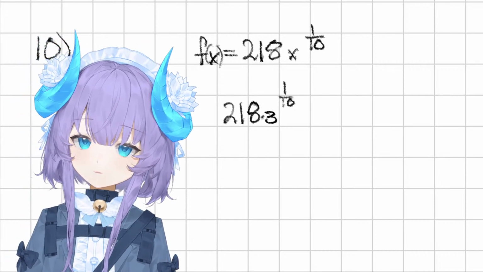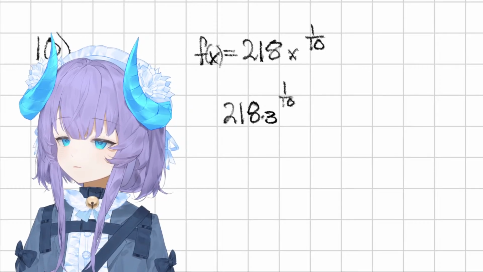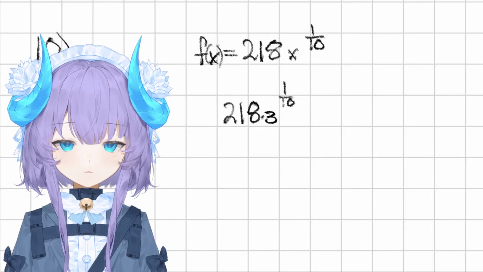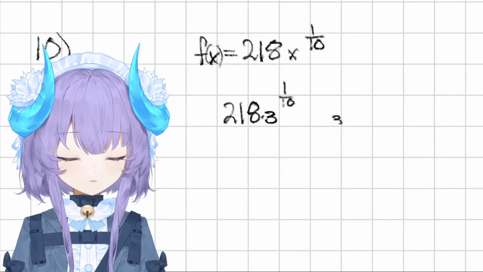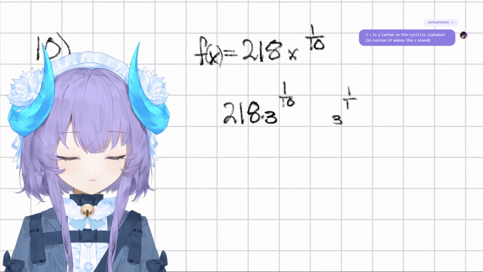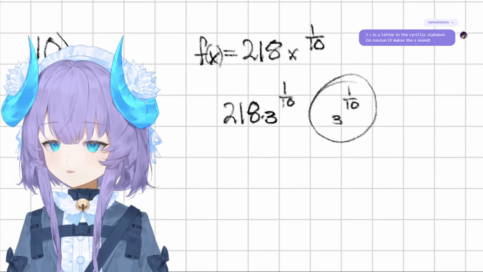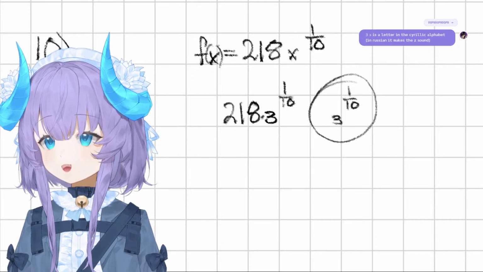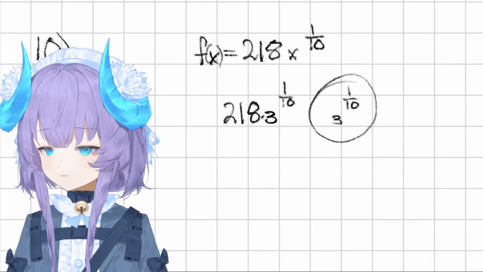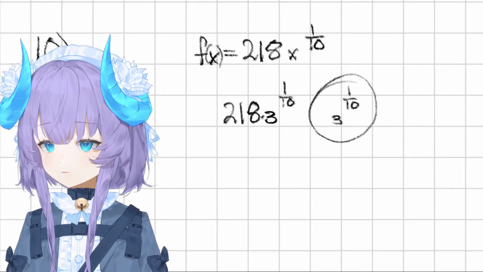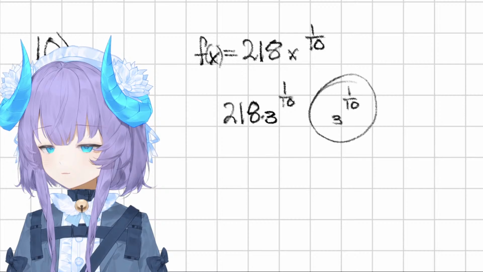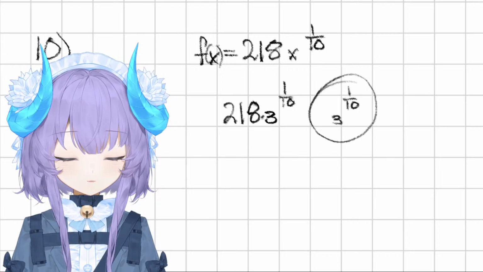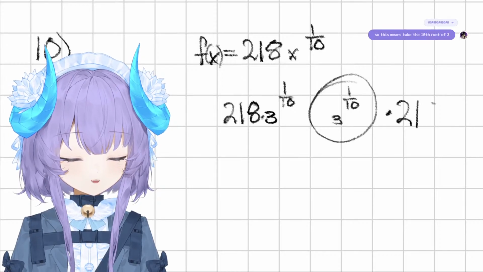I don't know how to do this. How do you times this by anything? Ah, interesting. But I like... But how do I times this to 218?